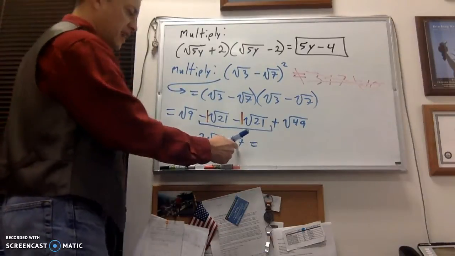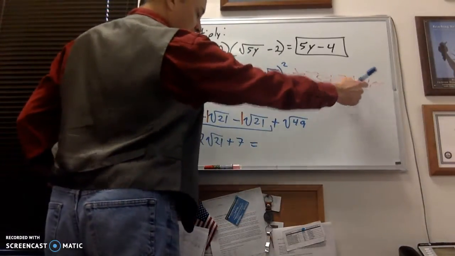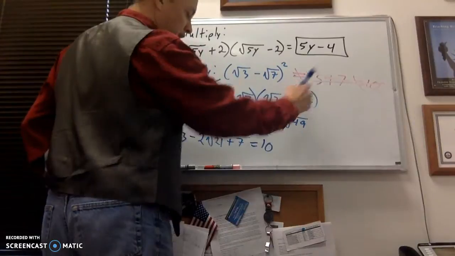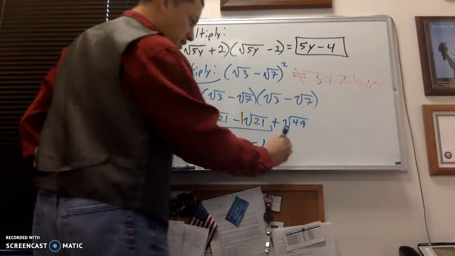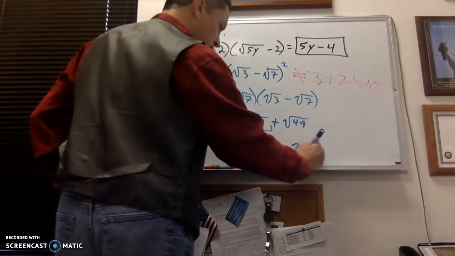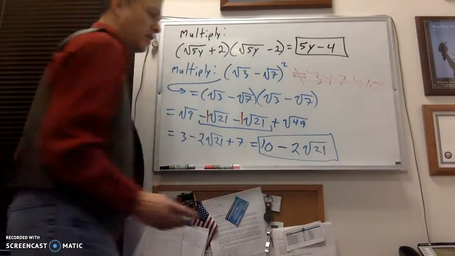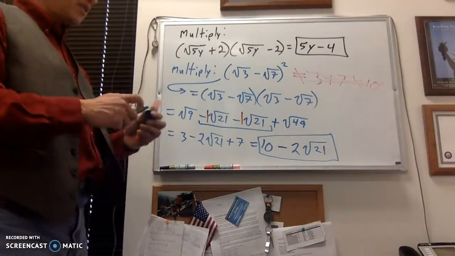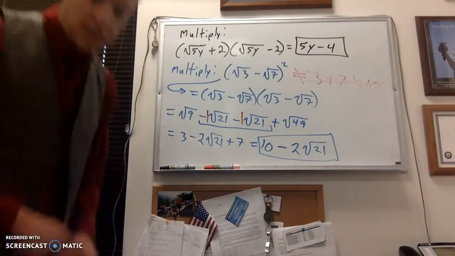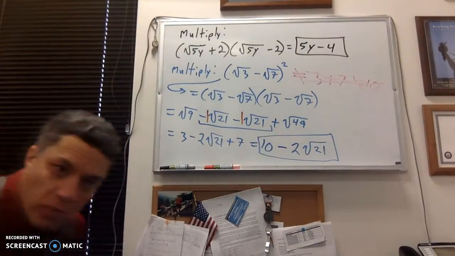3 plus 7, that's the 10. So I do get the 10 that I have here. The problem with what I did in red was that I'm missing the negative 2 root 21 there. That's the correct answer: 10 minus 2 root 21. How'd you do? Hopefully you got them all right.